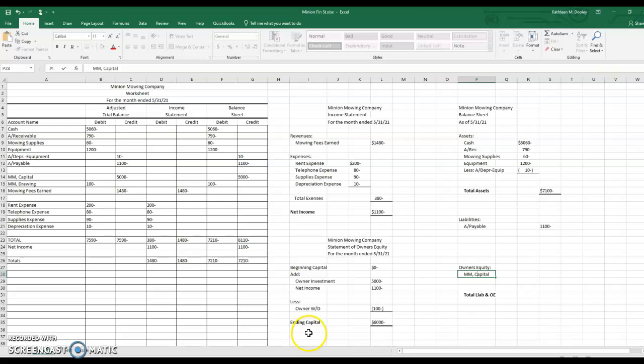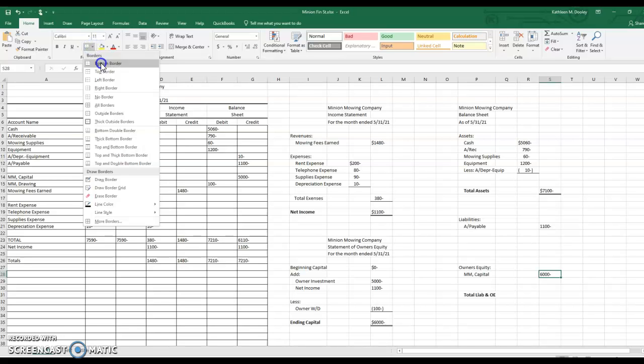If you try to start your financial statements by starting with the balance sheet, or do the income statement and then the balance sheet, you're going to have problems, because then you're going to want to use that 5,000 in there, and it doesn't work. Okay, so that's only one number, and that is 6,000. And we need an underline.